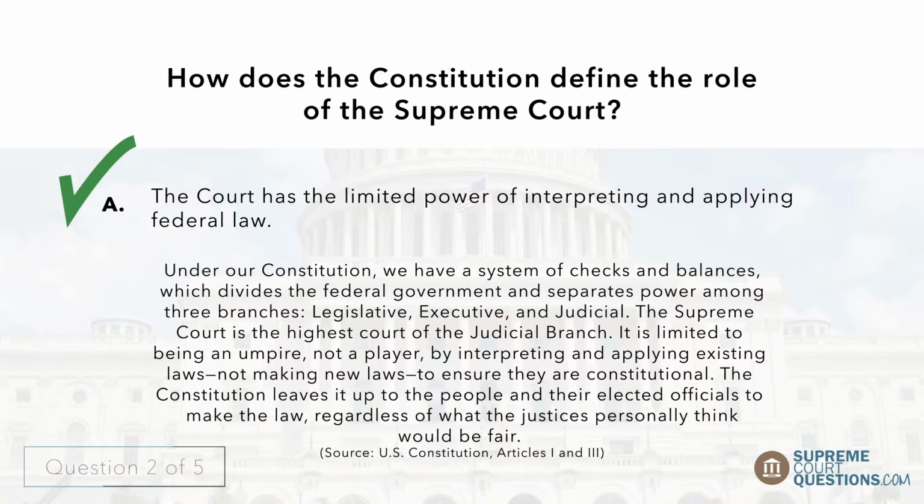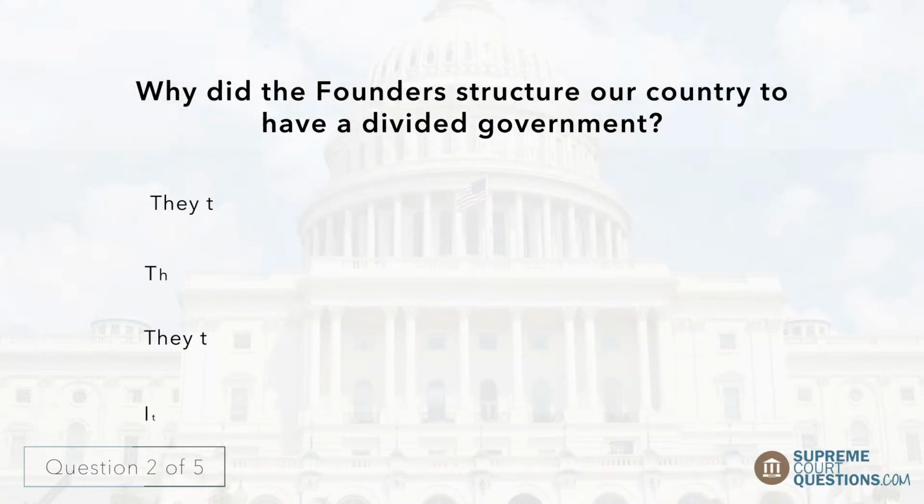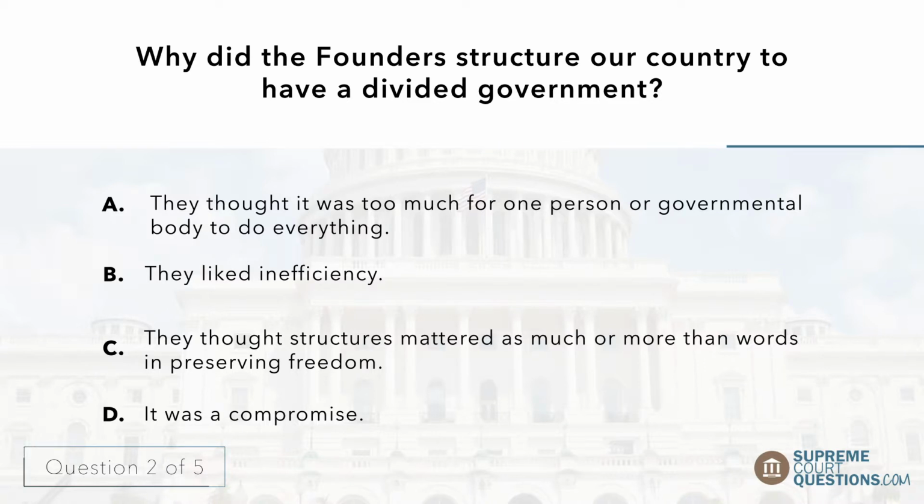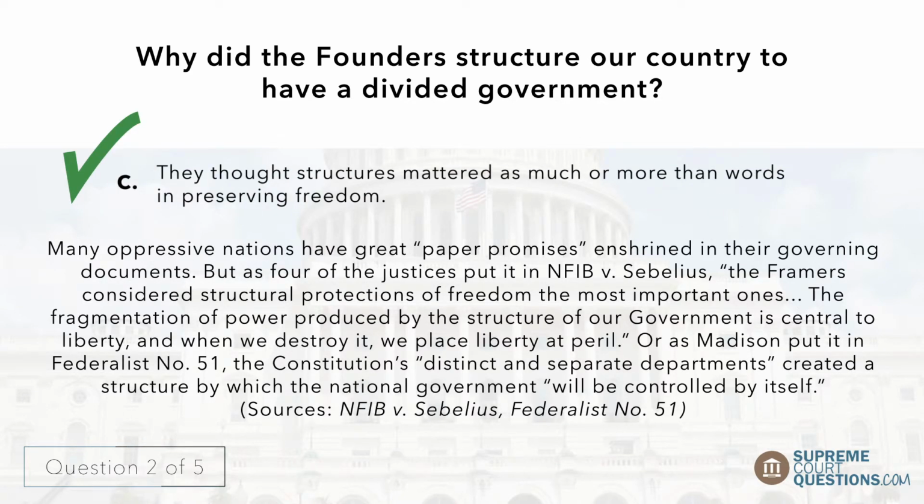Next question. Why did the founders structure our country to have a divided government? Select an answer. A. They thought it was too much for one person or governmental body to do everything. B. They liked inefficiency. C. They thought structures mattered as much or more than words in preserving freedom. Or D. It was a compromise. The correct answer is C.